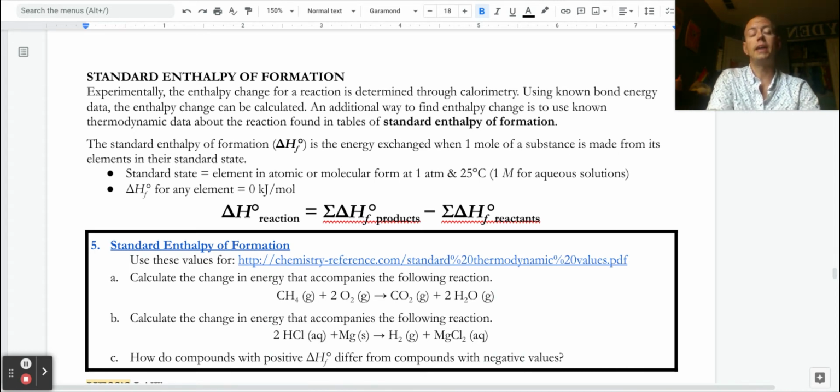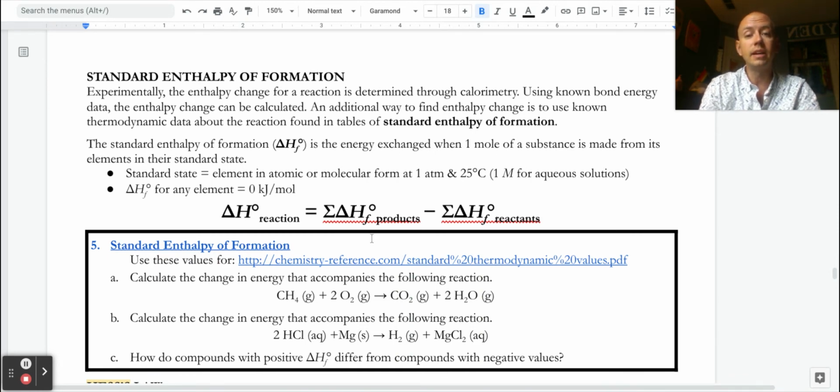And if we're talking about aqueous solutions, we would be doing the calculations for those as if they are a 1 molar aqueous solution. We need to remember that this is about making a compound from its elements. So every element would have a standard heat of formation of 0, since making something from itself is no change. We're comparing the compound to what it was before it was a compound, when it was in its elemental form.